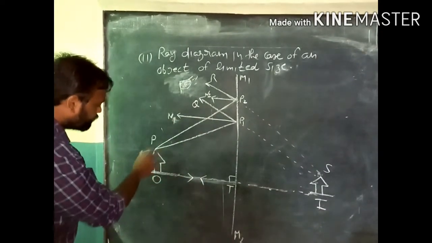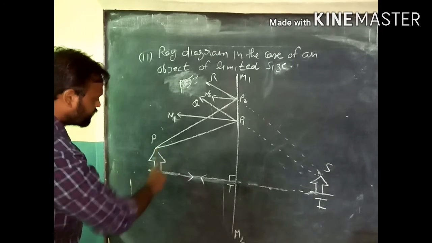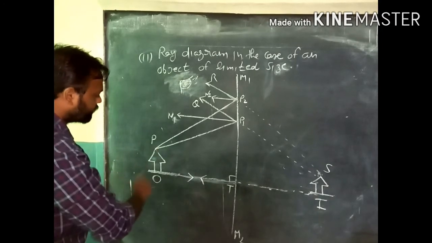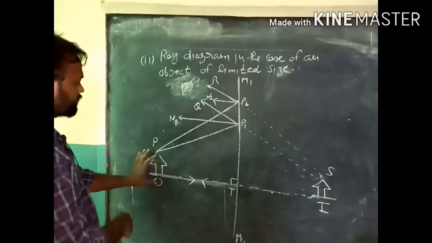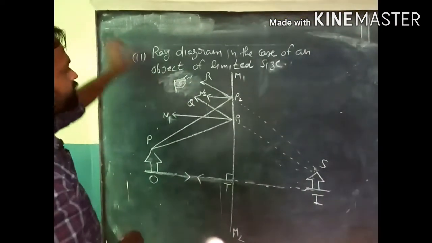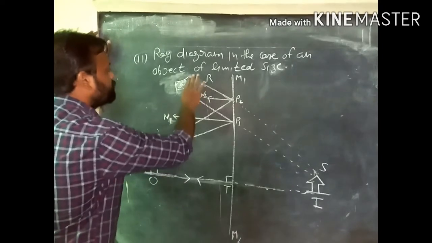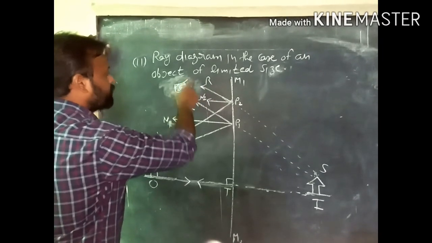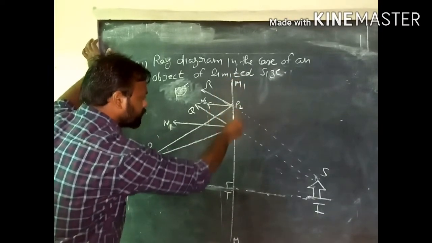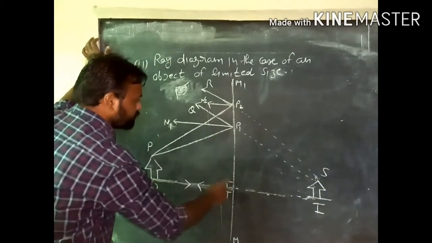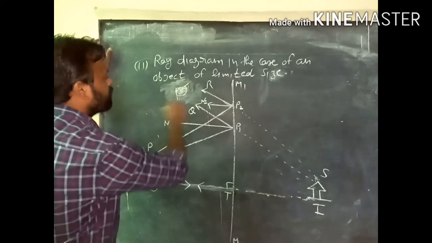You can see this object is placed here. It is a kind of arrow. This OP shows that the object is placed here. Again, we are taking the same case. We are watching the object from here, and the mirror is placed here. You can see the object is placed in front of this mirror, and we are watching the object from here.